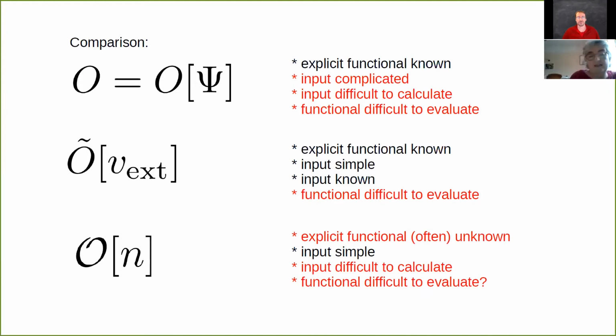In the case of density functionals, the explicit functional is known for a local one-body operator, but most often for other observables, it is unknown. The input is simple, it's the density, but we don't know it a priori. We have to calculate it. And the first expression that we have is that it is an expectation value in the many-body ground state. So that means, again, it is very difficult to calculate. And moreover, we don't know the explicit functionals or even implicit functionals for many observables, so we cannot even say how difficult they will be to evaluate.